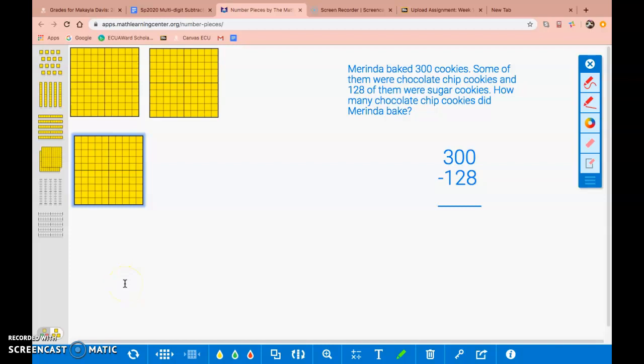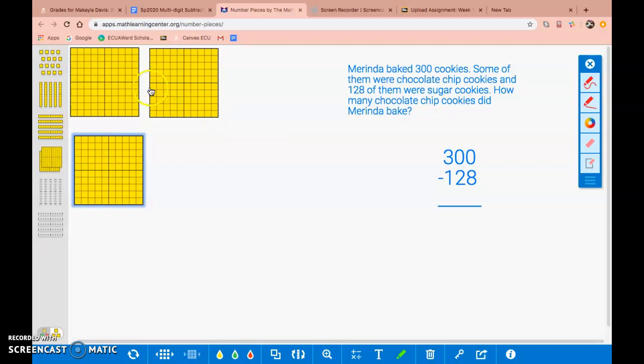Okay, so today we're going to be looking at the problem. Miranda baked 300 cookies. Some of them were chocolate chip cookies, and 128 of them were sugar cookies. How many chocolate chip cookies did Miranda bake? To solve this problem, we're going to be using the US standard algorithm for subtraction.